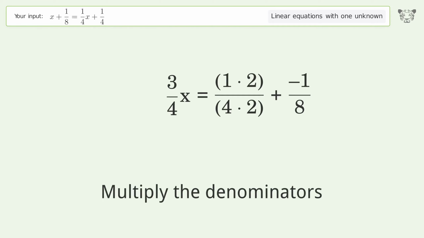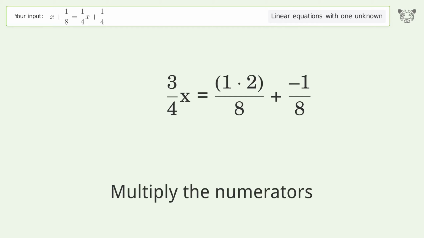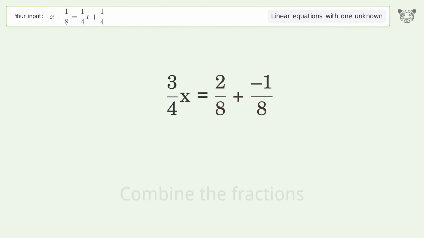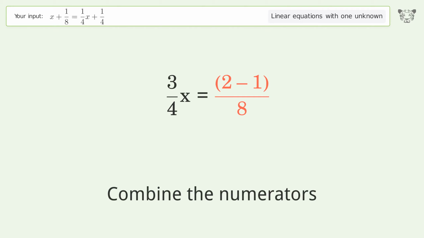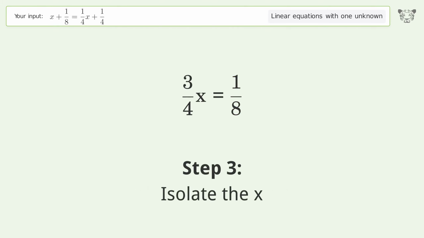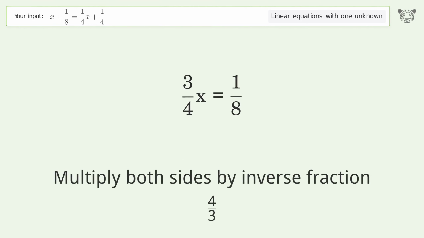Multiply the denominators. Multiply the numerators. Combine the fractions. Combine the numerators. Isolate the x. Multiply both sides by inverse fraction 4 over 3.